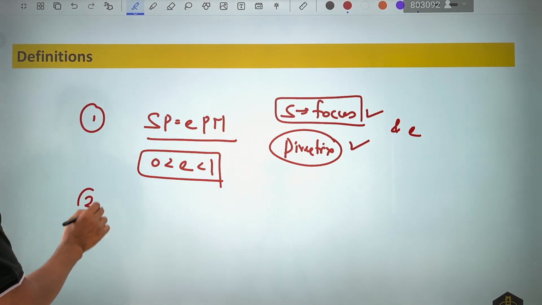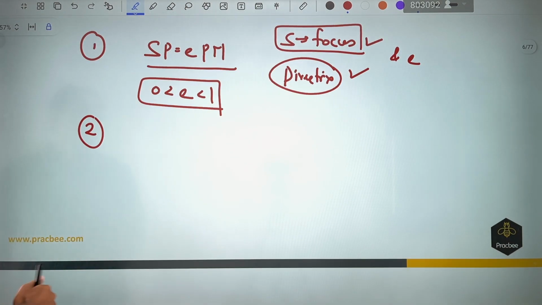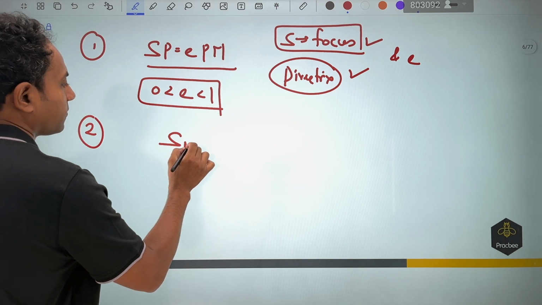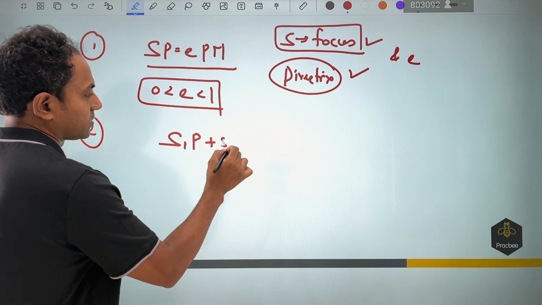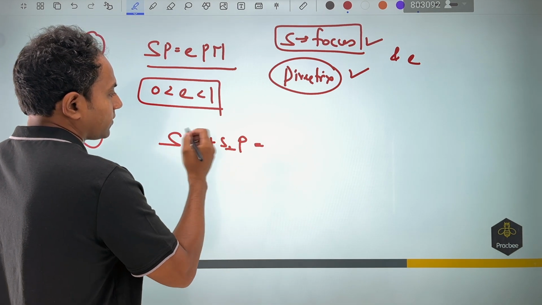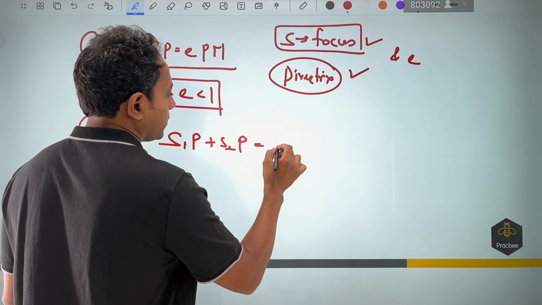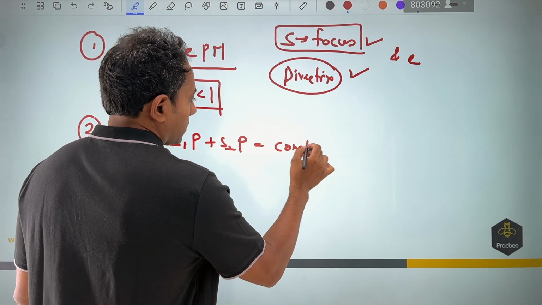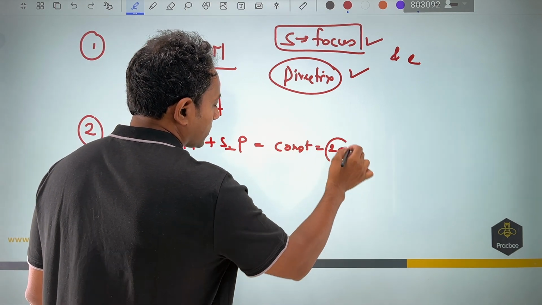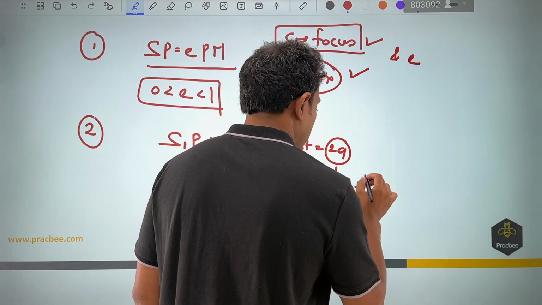In the second part, an important definition is that if I take one focus as S1, another focus as S2, then the sum of distances of any point on the ellipse from the two foci will be a constant, and this constant is equal to 2a, that is the length of major axis.